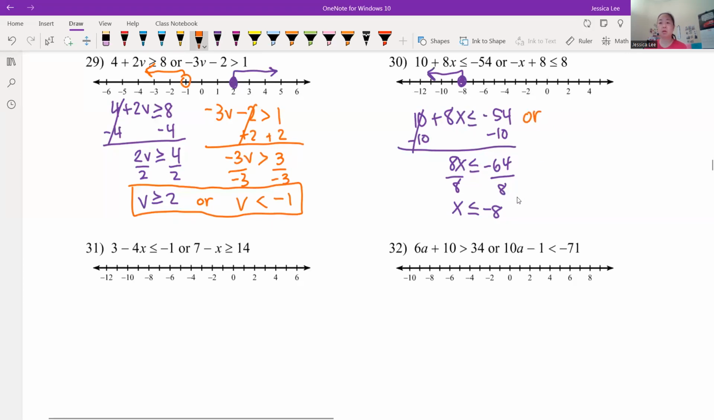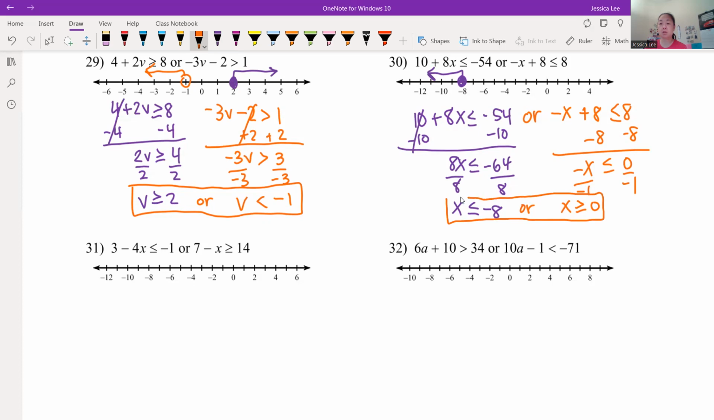Okay, then we're going to do our second part. Remember, there was that or here, so we're going to put an or right there. -x plus 8 is less than or equal to 8. Subtract 8 on both sides. -x is less than or equal to 0. Dividing by -1. That's how you get rid of just the negative, right? Remember we divided by negative, so it's x is greater than or equal to 0.